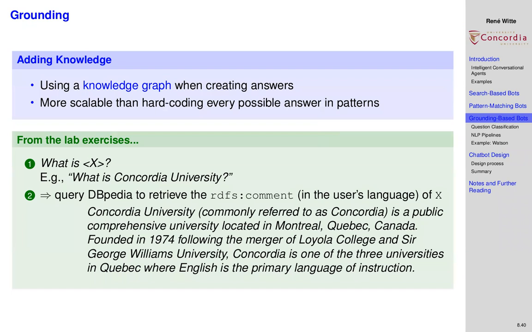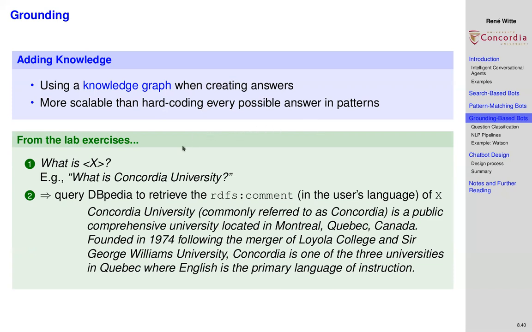You can see that this pattern approach has its limit. If you want to be able to answer a large amount of questions on different topics, you would have to hand code all of them into patterns, asking about countries and cities and universities, and making a pattern for every possible question would just not be feasible. So rather than doing this, the idea is that you have a knowledge graph available.